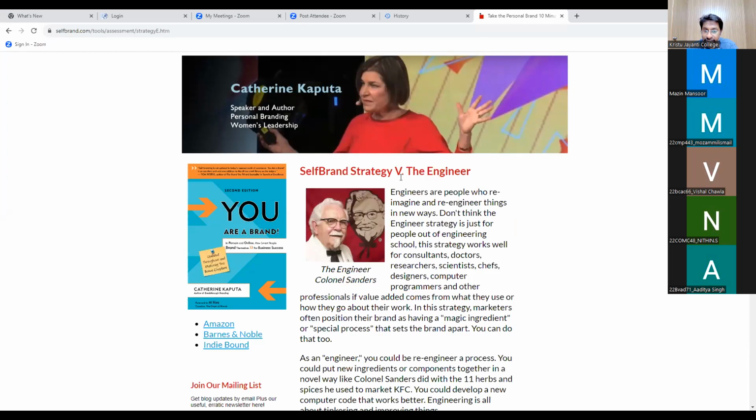Self-brand strategy. The fifth one, the engineer. Colonel Sanders belongs to the same personality, it seems. So whatever I just gave is exactly matching with Colonel Sanders. That's what Catherine Caputa's output is saying to me. So you people can put it in the chat, guys. What comes to you? Come on, guys, share it in your chat box. What have you got as your brand strategy?